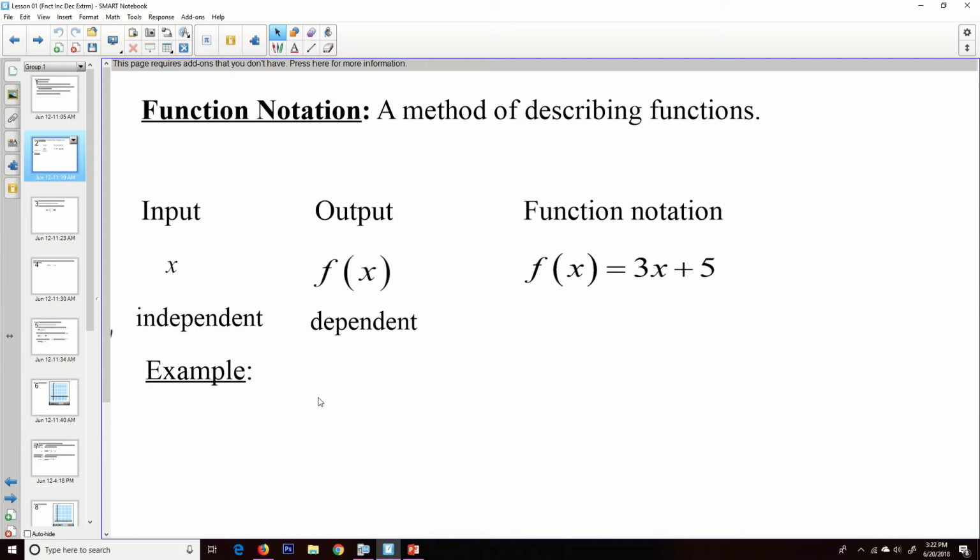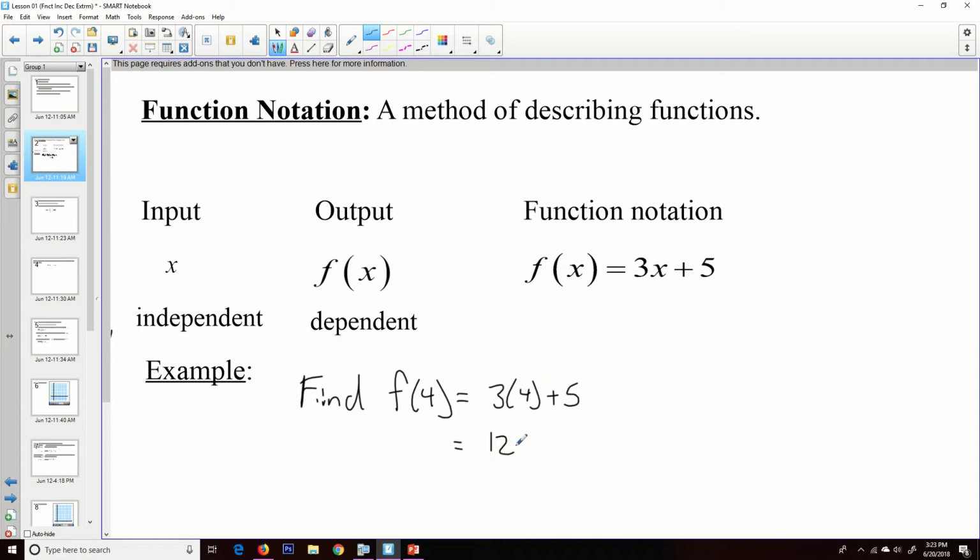And we could say for instance, find f of 4. Now that f of 4 means that we would take 4, plug it in for x, so we would have 3 times 4 plus 5. And so 3 times 4 is 12. 12 plus 5 is 17. So f of 4 in this particular instance is 17.